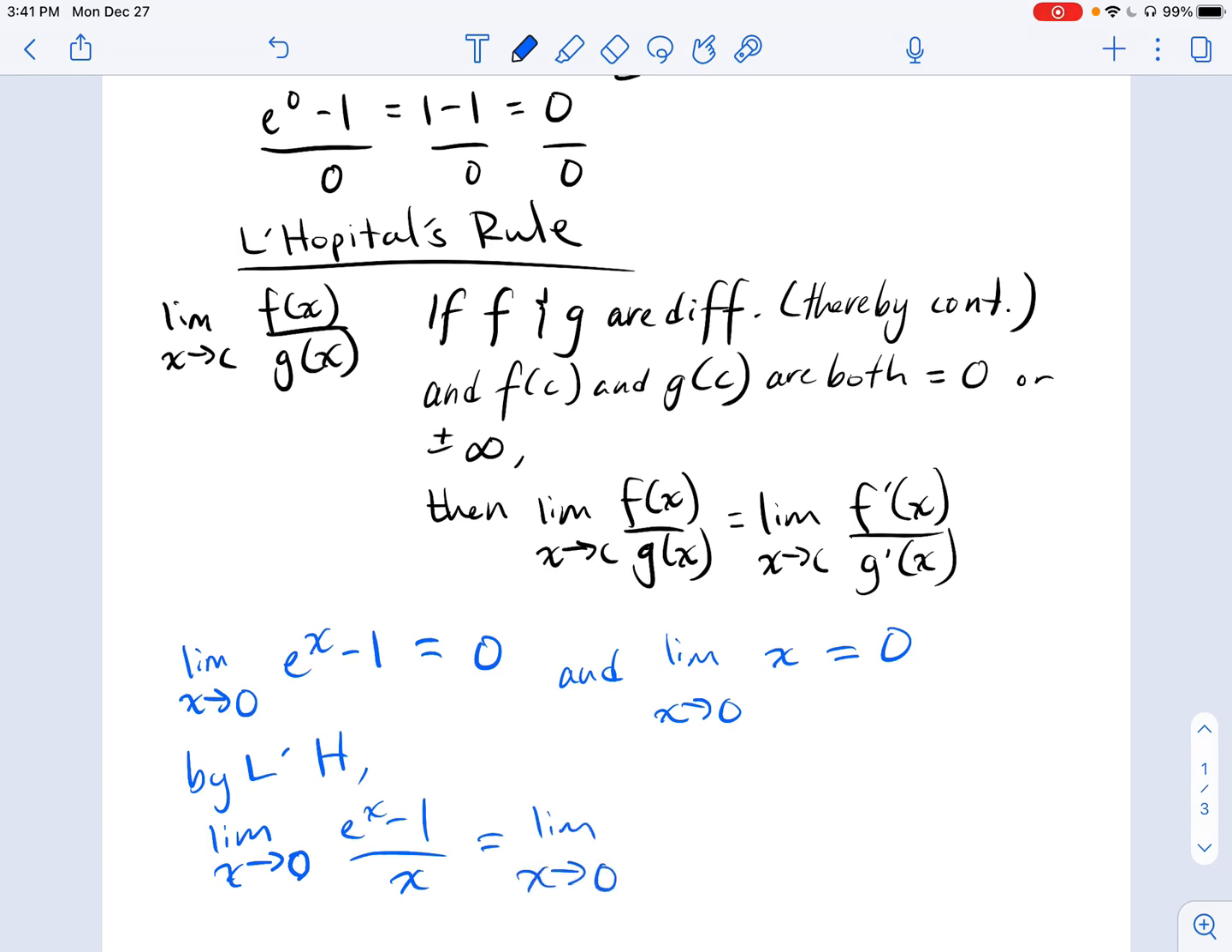of the derivative of e to the x minus 1 over the derivative of x. Well, what's the derivative of e to the x minus 1? This is just equal to e to the x. The derivative of e to the x is itself. The derivative of 1 is just 0, over the derivative of x, which is just 1. Now, if we try direct substitution here, what is e to the 0 power? Well, that's 1 over 1, which is just equal to 1.